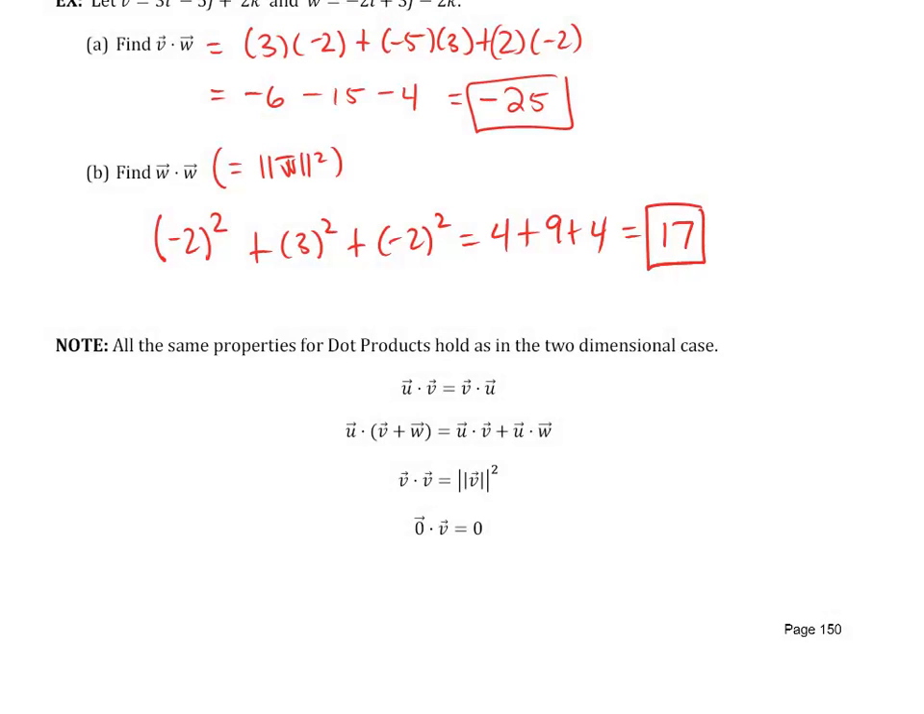All the same properties for dot products hold as in the 2-dimensional case. It's commutative. It distributes. The dot product of a vector with itself is the square of its length, and 0 dotted with any vector is 0. And you can have a 0 vector in 3 space as well. It'd just be 0, 0, 0, or 0i plus 0j plus 0k.